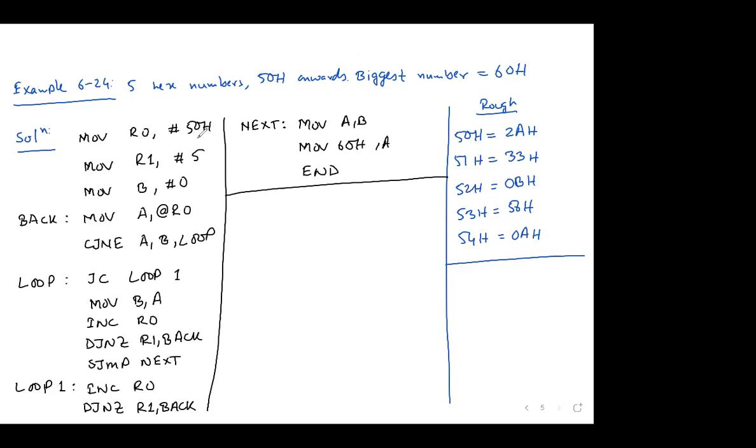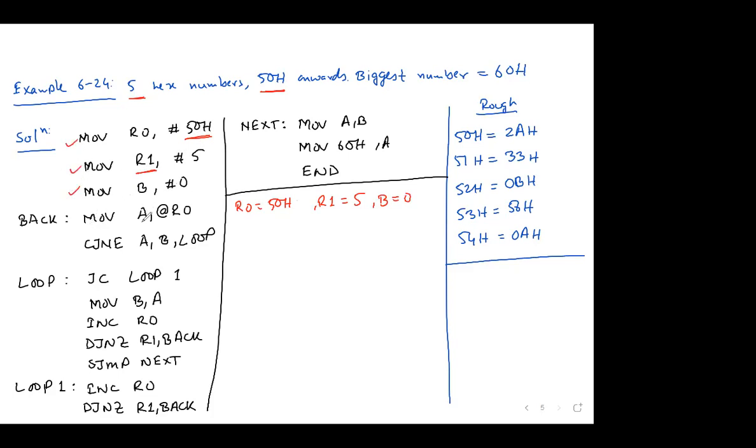So MOV R0, #50H. Very simple. What you are doing, the R0 will contain the value 50H. Why 50H? Because we are starting from 50H onwards. Then in R1, we are moving the value 5. Why? Because we have got 5 numbers, so this will act as a counter. And initially, you are moving 0 to B. So this is our first, second, and third line.